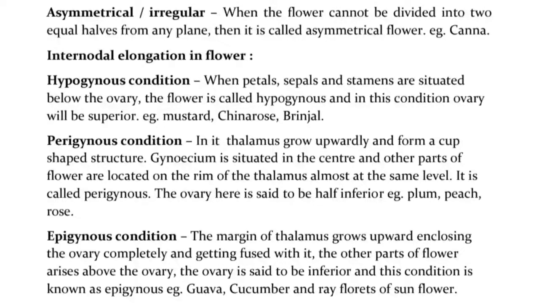Epigynous condition. The margin of the thalamus grows upward enclosing the ovary completely and getting fused with it. The other parts of the flower arise above the ovary. The ovary is said to be inferior and this condition is known as epigynous, e.g. guava, cucumber and ray florets of sunflower.